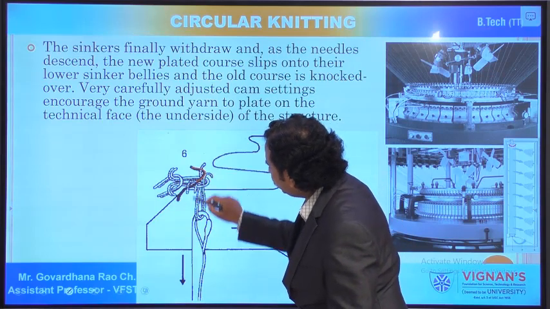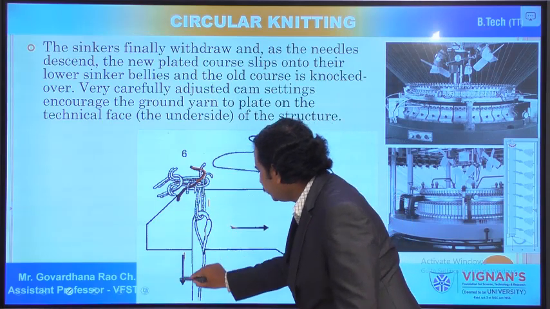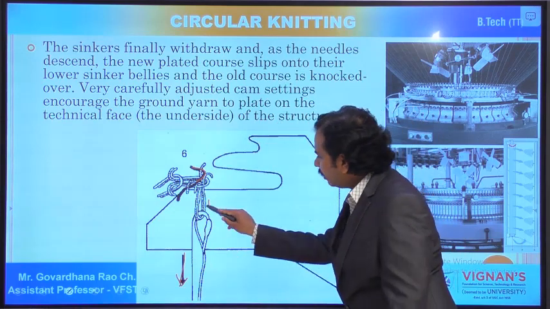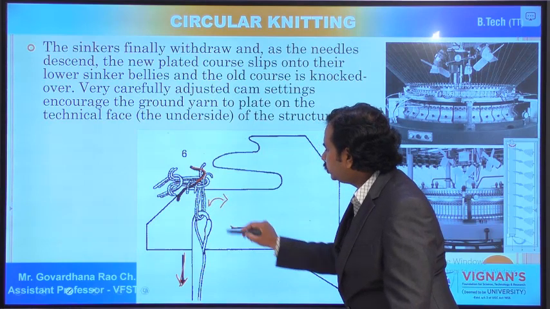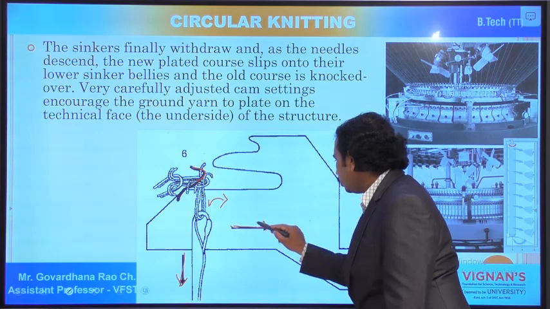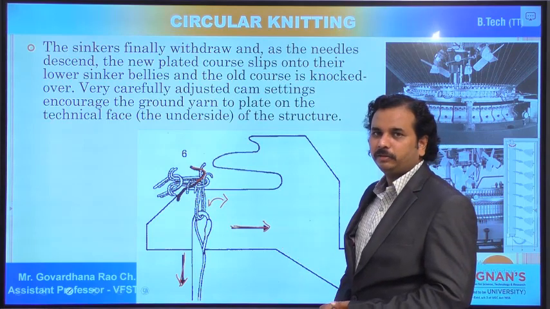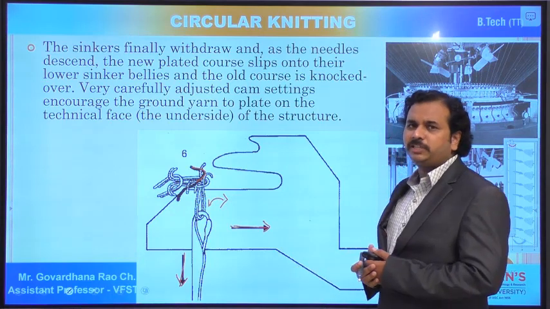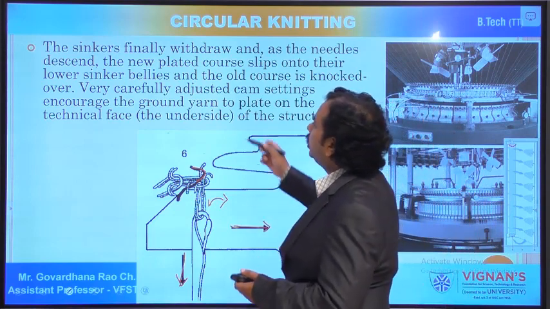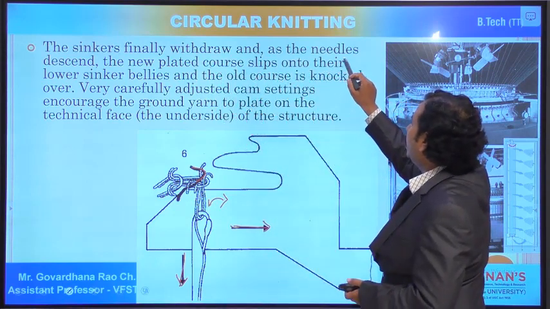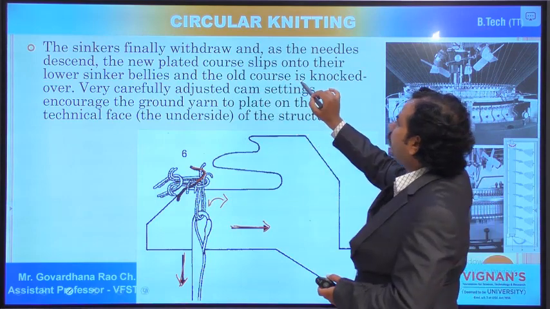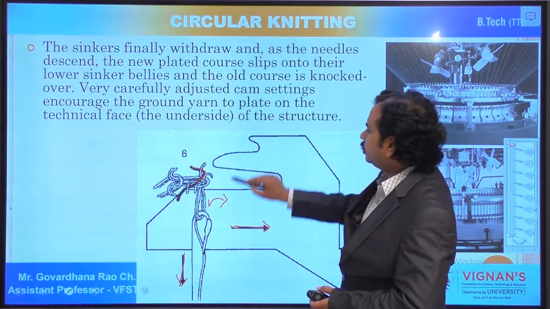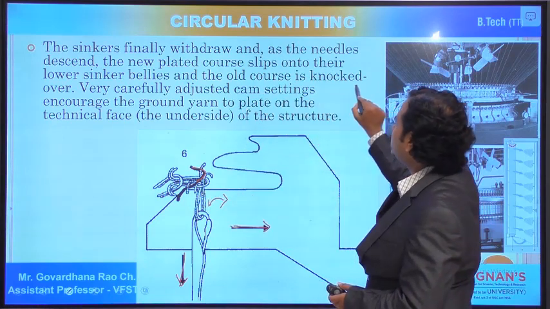In between that, the fleecy yarn was arrested, because of the complete knocking over of the needle. After the formation of the new course, we are going to take away the sinker so that one complete course is formed. So this is how the fleecy fabric is going to be produced. You can see here the sinker is finally withdrawn, and as the needle descends, the new plated course slips on the lower sinker bellies. So these are the sinker bellies, and the old course is knocked over.